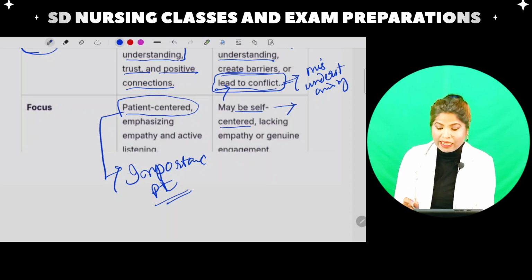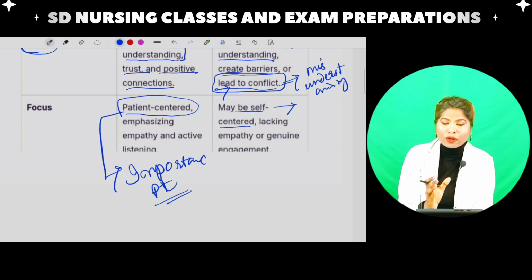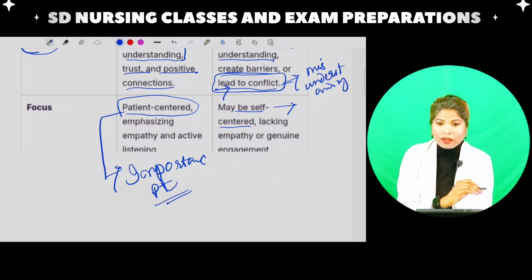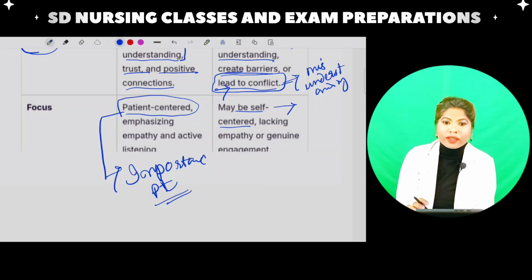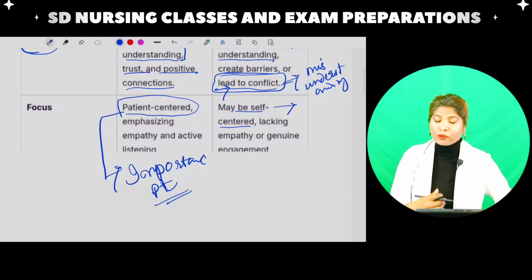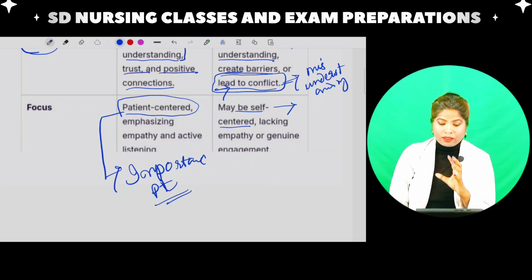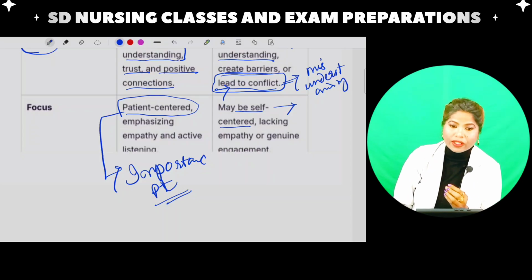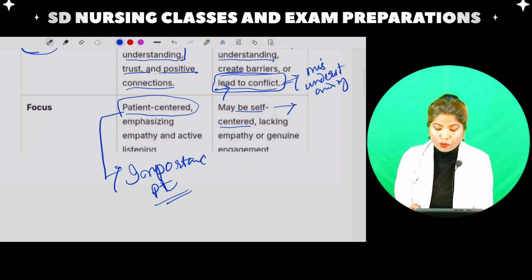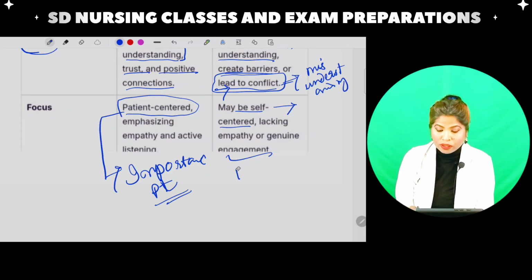So, these things: lacking empathy, you are not having feelings for the patient, how the patient is feeling and what her requirement is. So your engagement, your empathy, your focus, everything is zero here. You are just focusing on yourself: how I am looking, how I am feeling, and that everything should happen according to me only. So this is totally negative, meaning non-therapeutic communication.